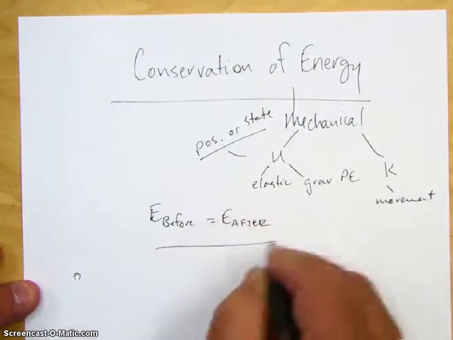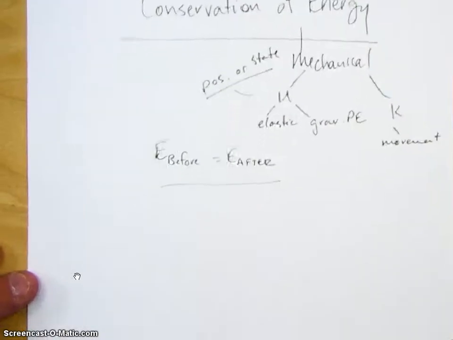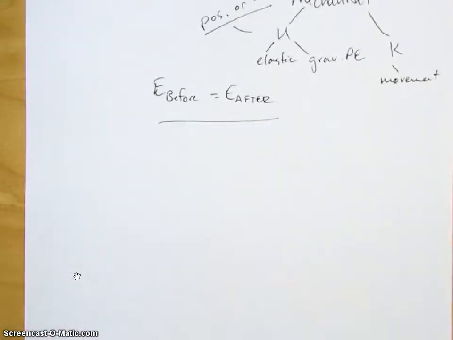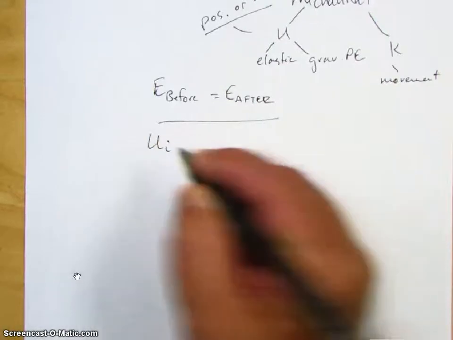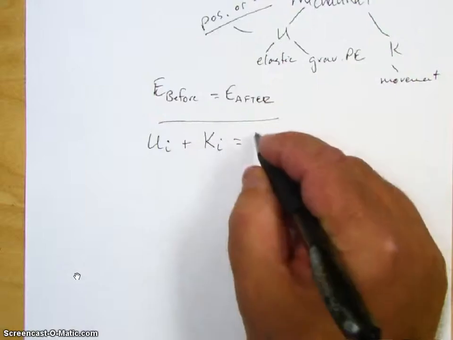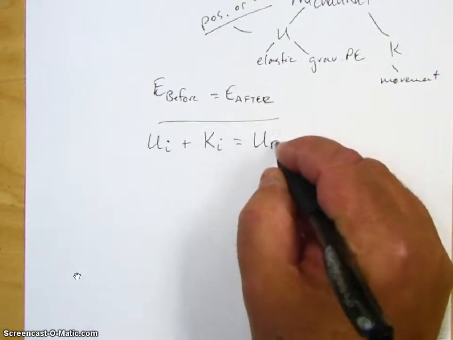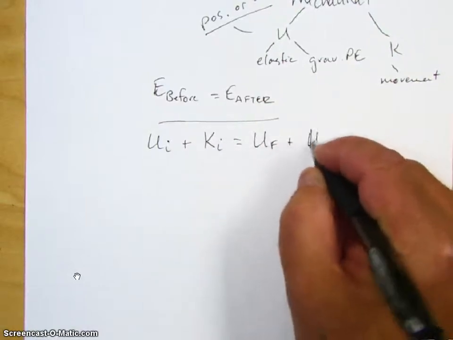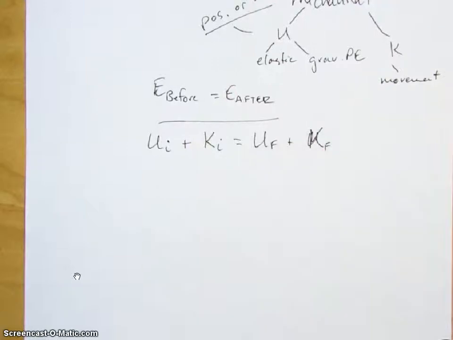When we're solving problems, energy is probably the first thing you want to use, because the formulas are fairly easy. So if energy will work, it's easier than some of the kinematics and dynamics stuff. Basically, the initial potential energy plus the initial kinetic energy is equal to the final potential energy plus the final kinetic energy. So I want to attack problems from that point of view.